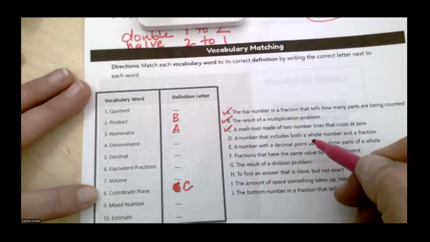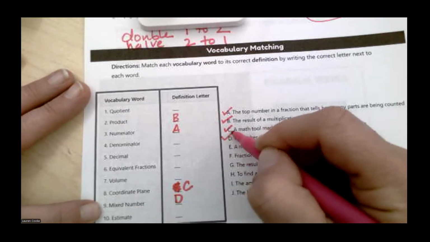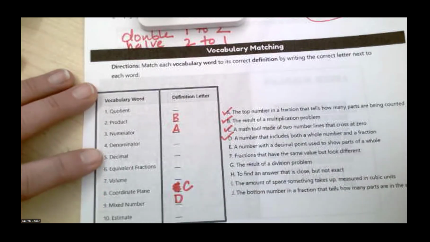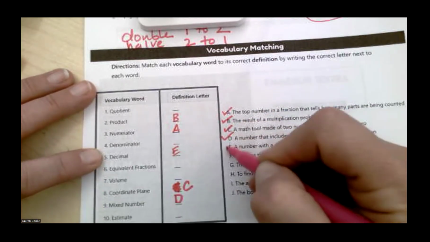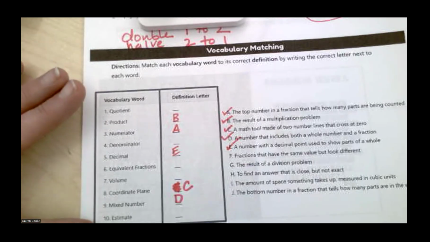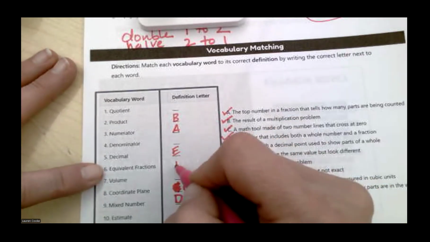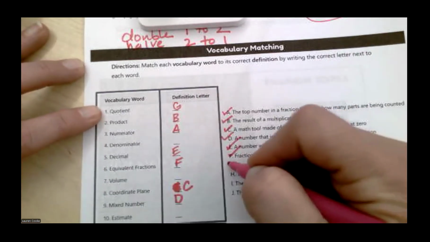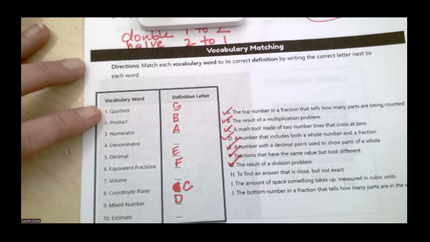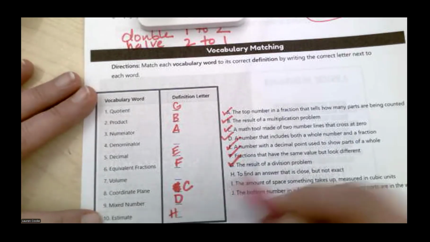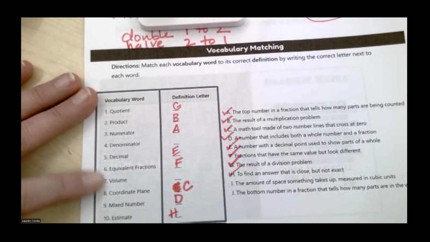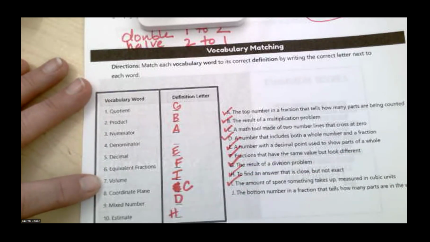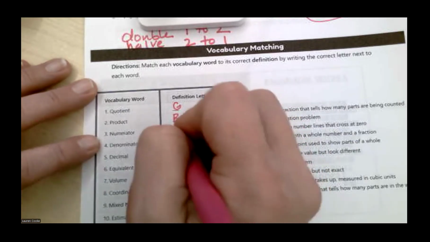A number that includes both a whole number and a fraction is a mixed number. Number with a decimal point used to show parts of a whole. Number with a decimal point, E. Fractions that have the same value but look different, equivalent fractions, F. The result of a division problem, quotient. How to find an answer that's close but not exact, estimate. The amount of space something takes up measured in cubic units, I. Bottom number in a fraction that tells us how many parts in the whole, J.